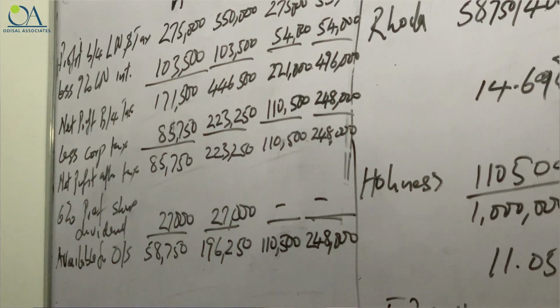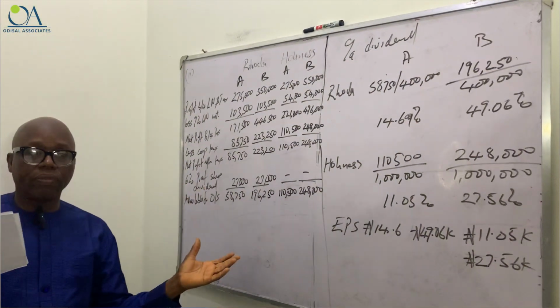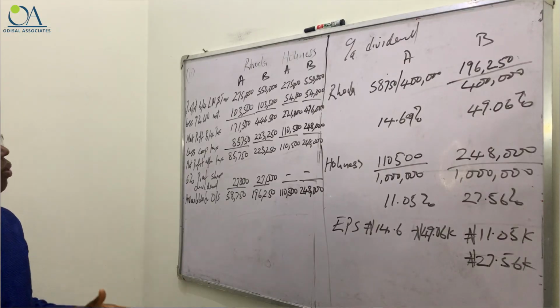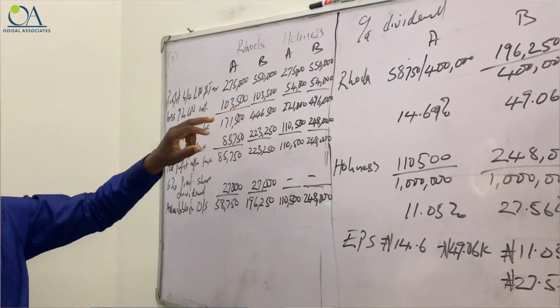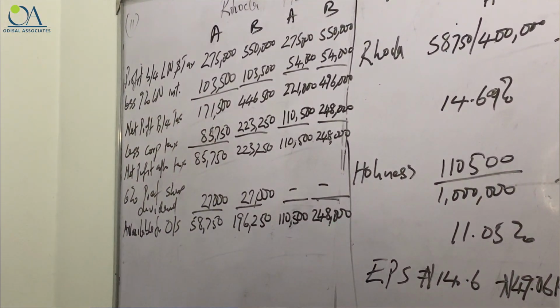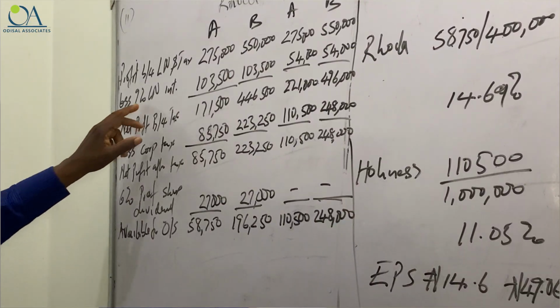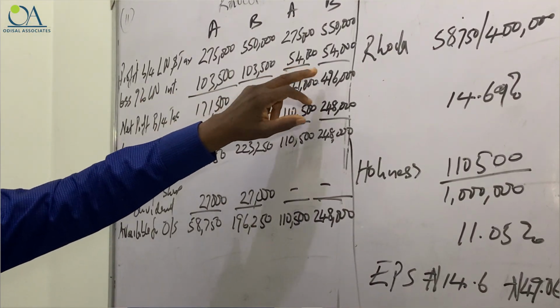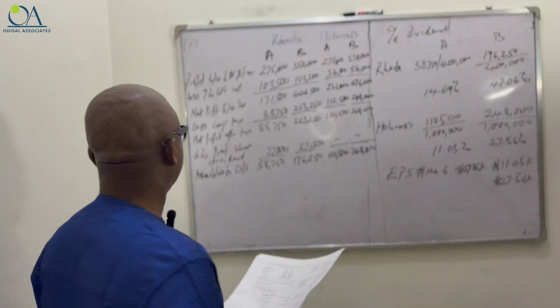The loan note is not going to change whether they have made higher profit or lower profit. It's the same amount of loan note. So that is why you have it. For Holiness, it is 600,000. The 9% of it is 54,000 for the two scenarios.